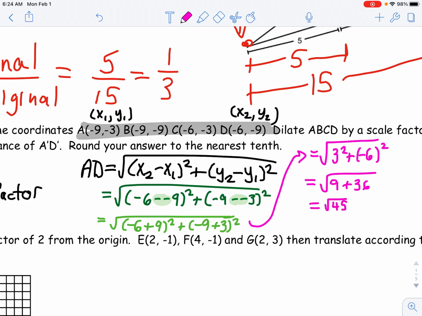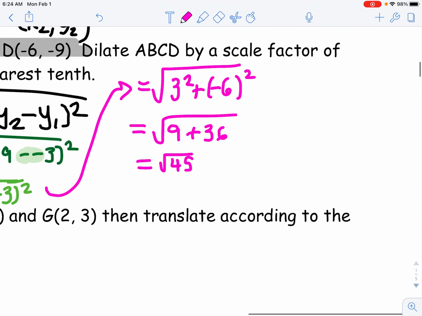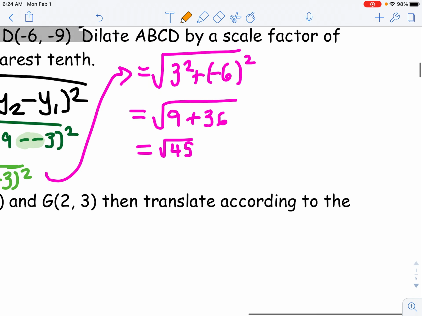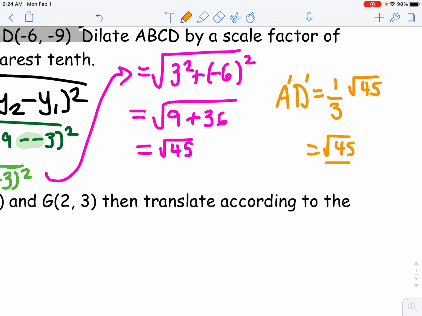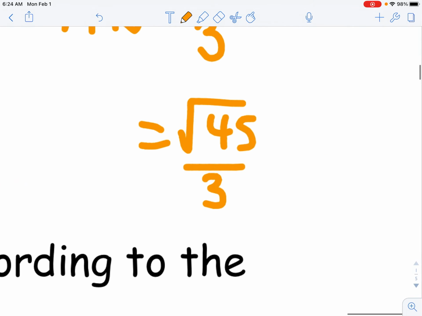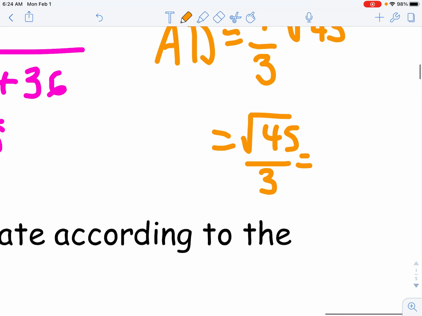All right, I got the square root of 45. That's the length of AD. Now what I'm going to do here is I'm not going to even plug it in the calculator yet. I'm going to say A prime D prime equals 1/3 radical 45, which can also be written as radical 45 over 3. But nonetheless, I'm going to wait till the last second to plug this into a calculator, which when you do, it should look like this.